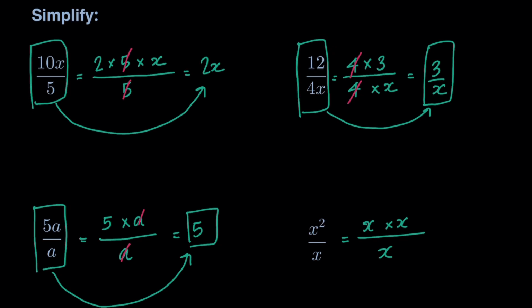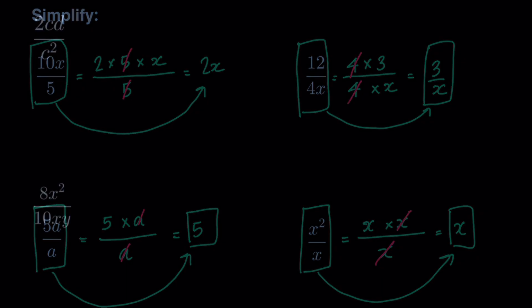Cancelling out the common factor of x, so 1x on top, 1x on the bottom, and I am left with the x. So x squared over x is simplified to just x.